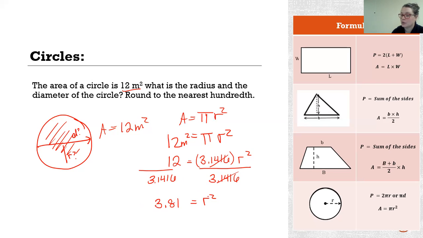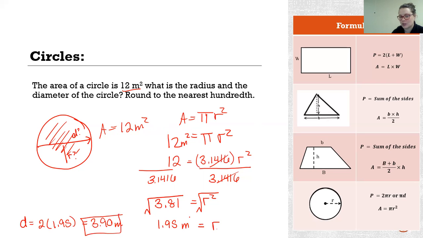Now what we need to do, we need to get rid of the squared. So just like in our algebra section, we take a square root. And when we take the square root, we get 1.95, and that's going to be meters because we put meters in. If we put square meters in, we're going to get meters out for our measurement. So we get meters out at the end, and a radius is a length, so it's not going to have the squared. That is our radius. Diameter equals 2 times the radius, which is 1.95, which is 3.90 meters. So there's our two pieces of information.